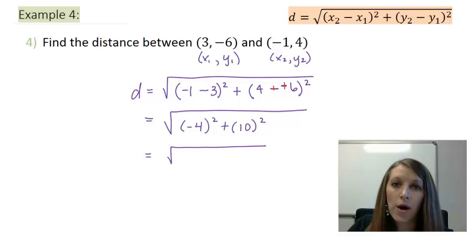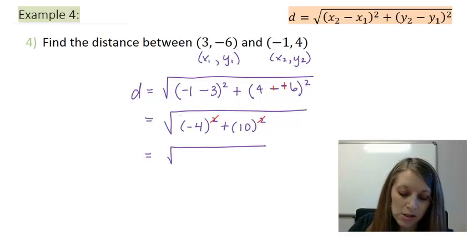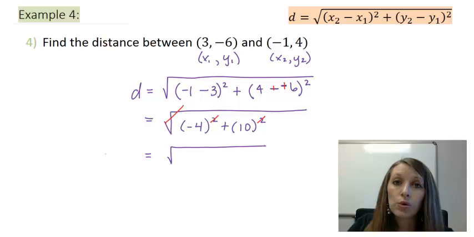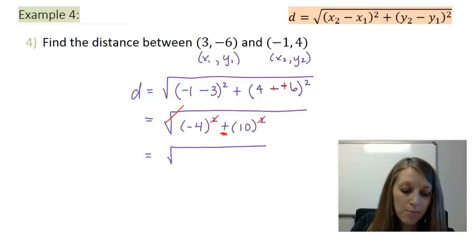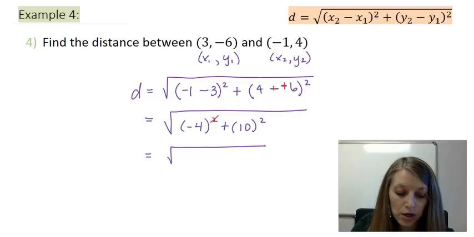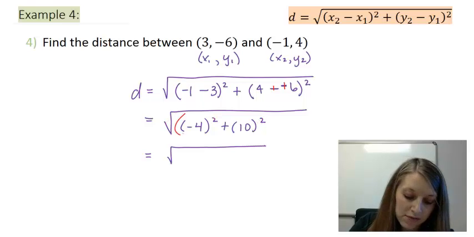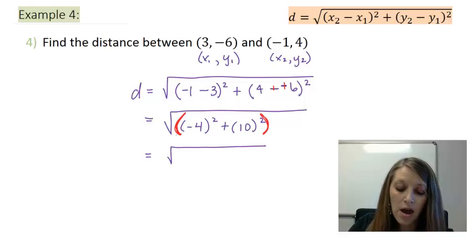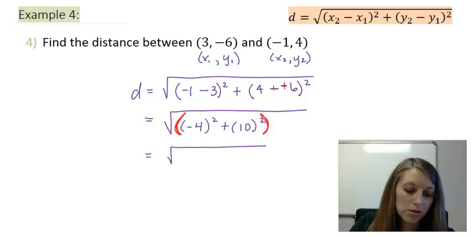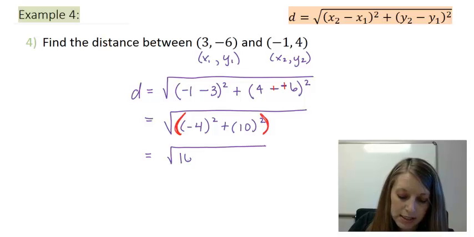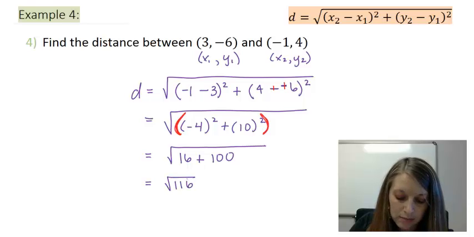Another mistake that I see quite often is people canceling out the squares and the square roots. You cannot do that because there's addition and subtraction involved. PEMDAS says you must work the inside of your parentheses first. So I must simplify this parentheses here, and I must do square root as the very last step. So -4 squared gives me 16, plus 10 squared gives me 100, gives me the square root of 116.